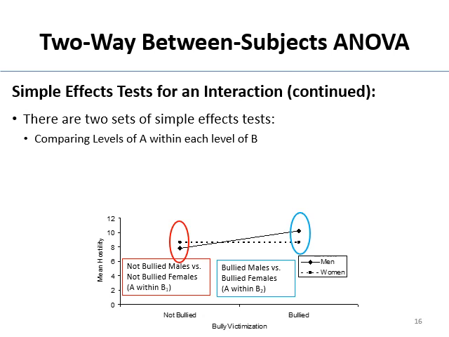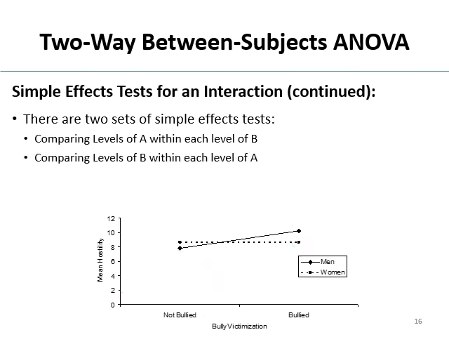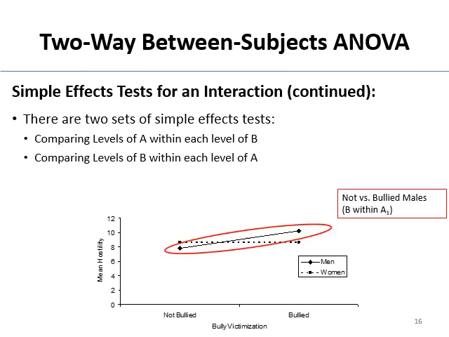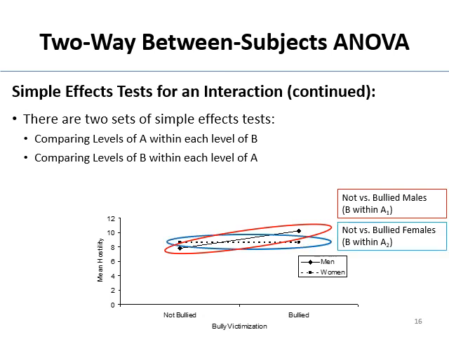Well, the other way to do it is instead of holding bully victimization status constant, comparing the two means, holding the other level constant, comparing the two means, you could go along the lines. That would be comparing levels of B within each level of A. So we're going to hold sex constant. For males, we're going to compare those who are bullied or not and see whether they're more hostile when they're not bullied or bullied. Similarly, there's a second test for females, right? We're going to compare among females the average hostility of those who are bullied or not. That is the second type of simple effects test.